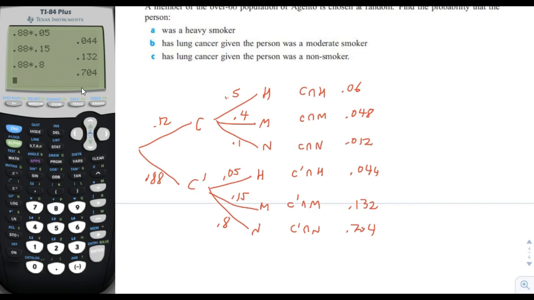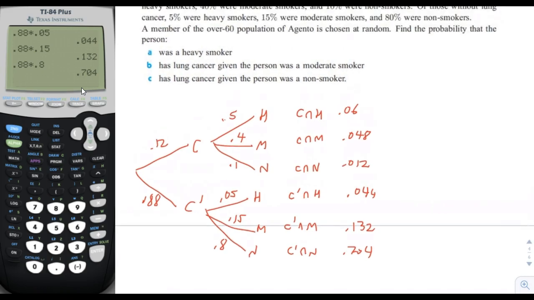Okay. And let's see, what was the question? Chosen at random, find the probability that the person was a heavy smoker. So a heavy smoker is going to be just the probability. Let's see. Heavy smoker would be this one, and it would be this one. So it would be 0.06 plus 0.044. So that would be 0.104. So 10.4% basically.